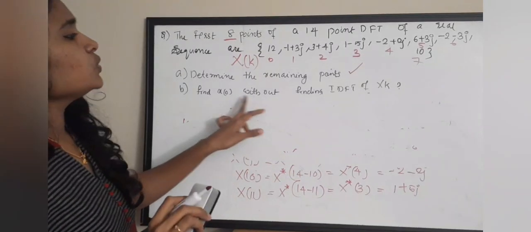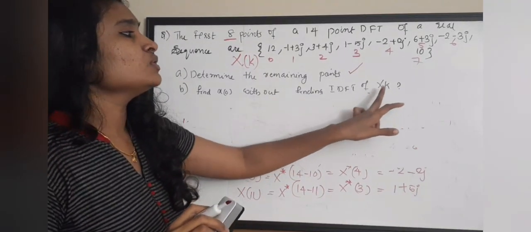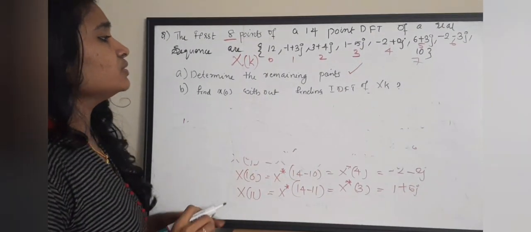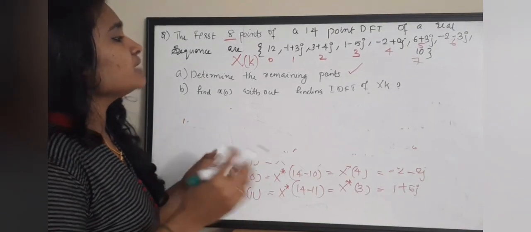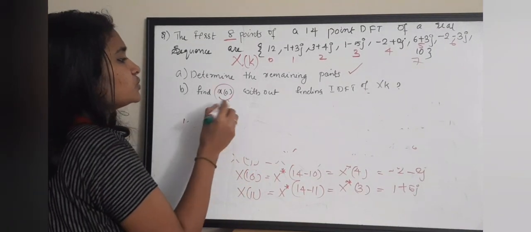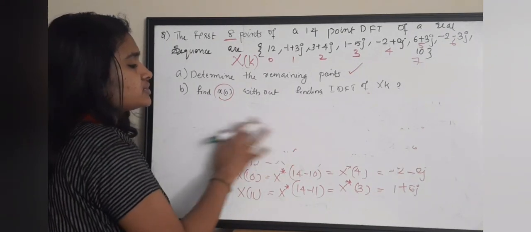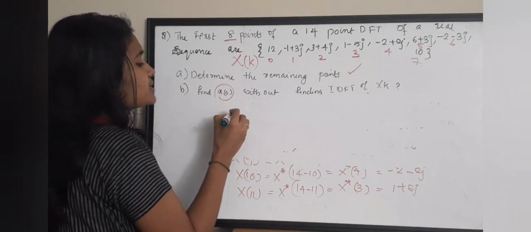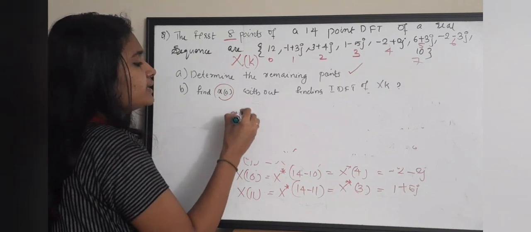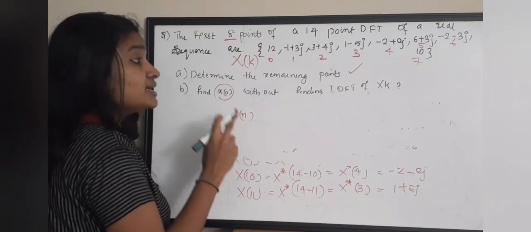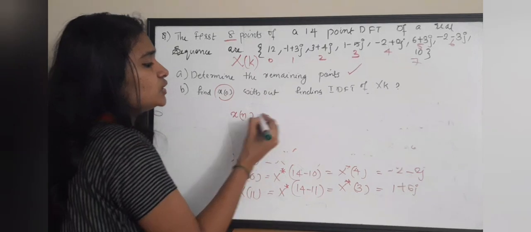Find x of 0 without finding the IDFT of x of k. Okay, so without finding the IDFT, find the value of your x of 0. X of 0 is actually the first input point. So what is actually x of n? X of n, that is the IDFT equation. What is your IDFT equation?